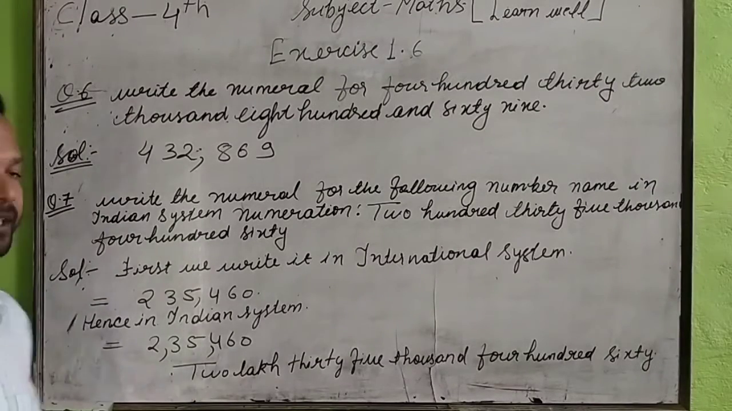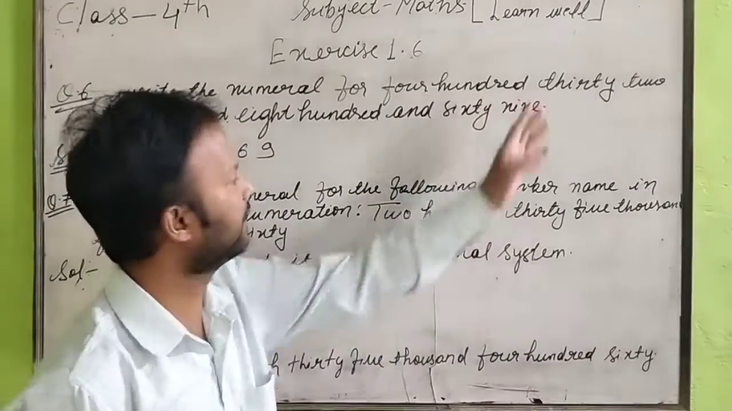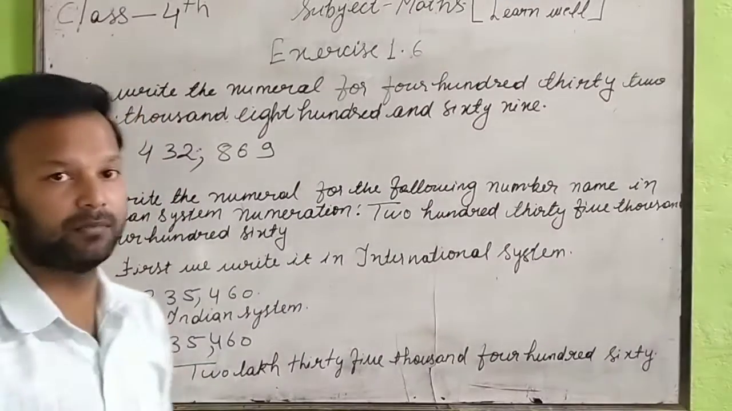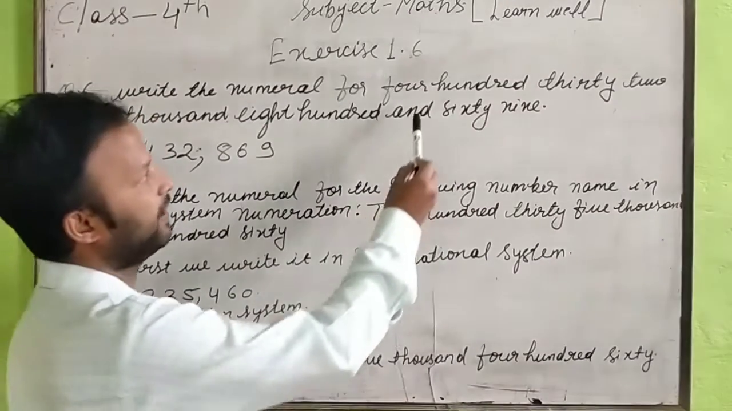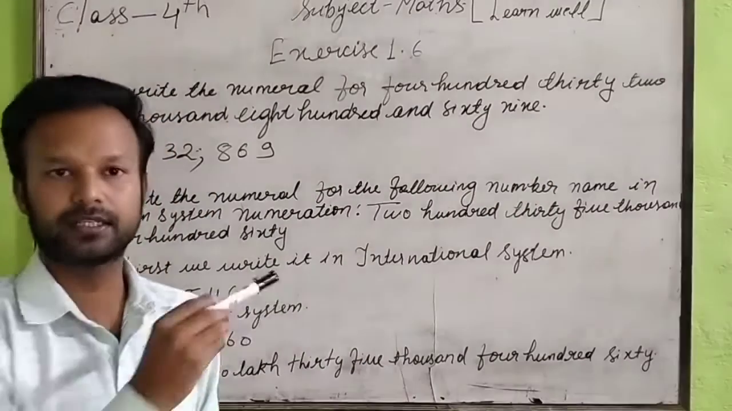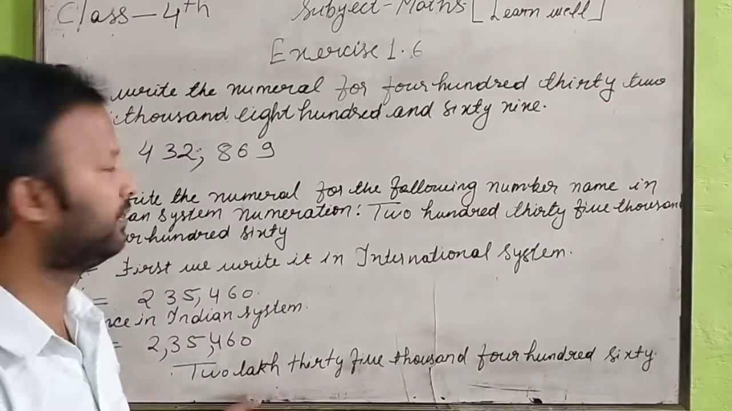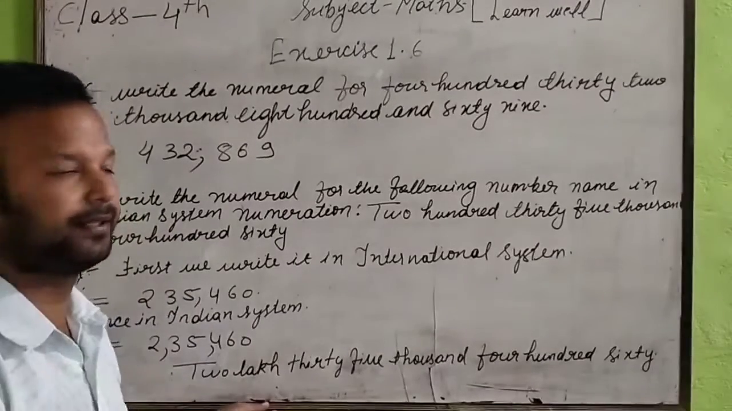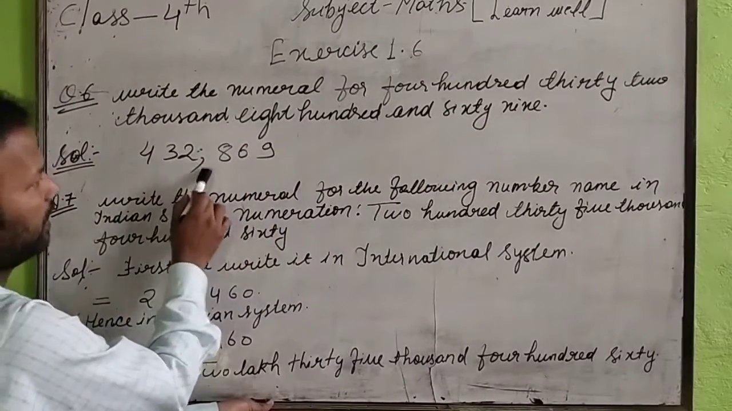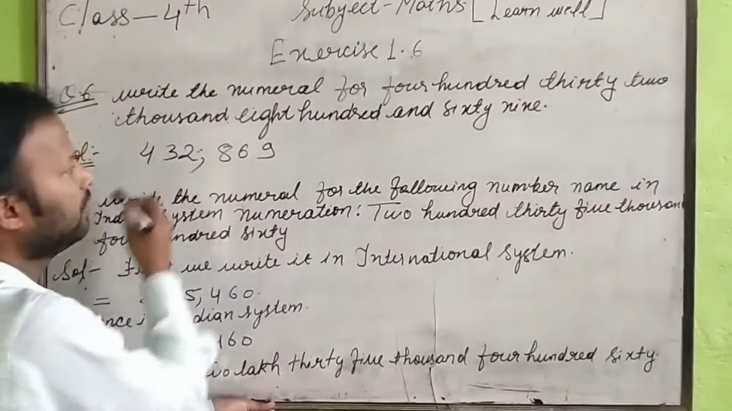Okay, here is question number 6. The students write the numeral for 432,869. Hope you are seeing it in the book also. See, again I am reading 432,869. Here the number name is given. We have to write it in numbers, according to the international system. 432, then 869. Then you put the comma.